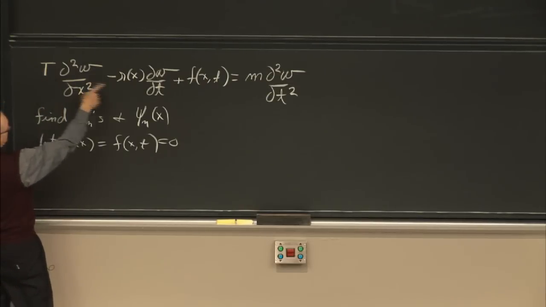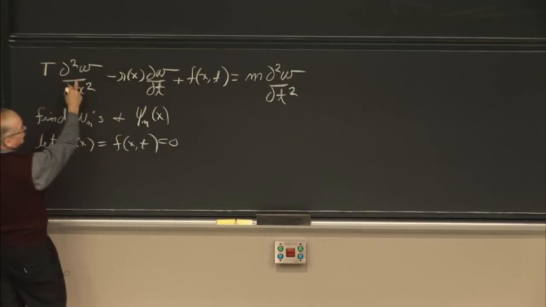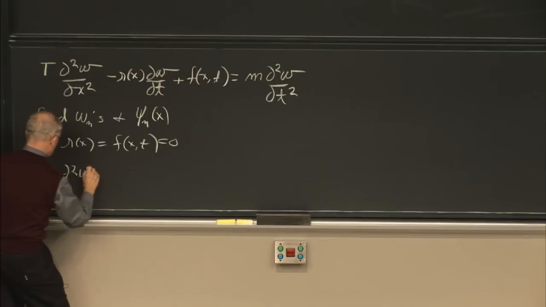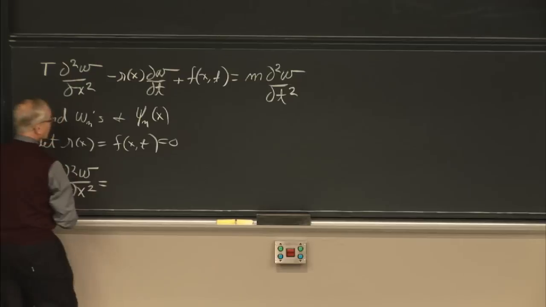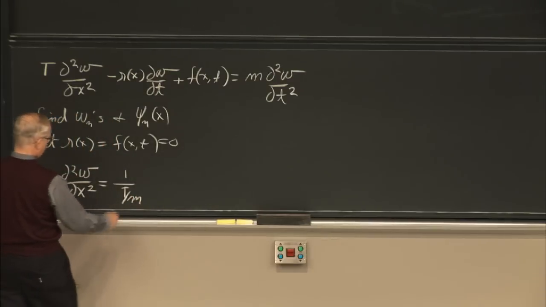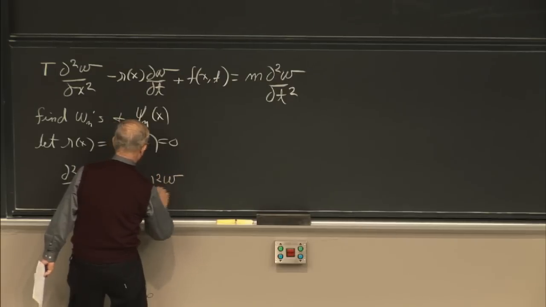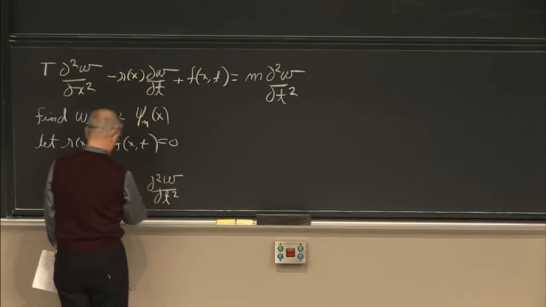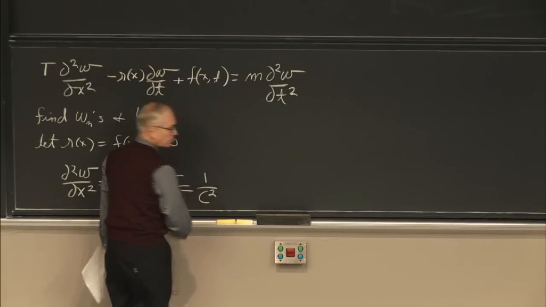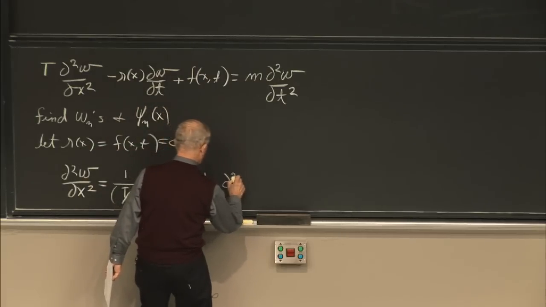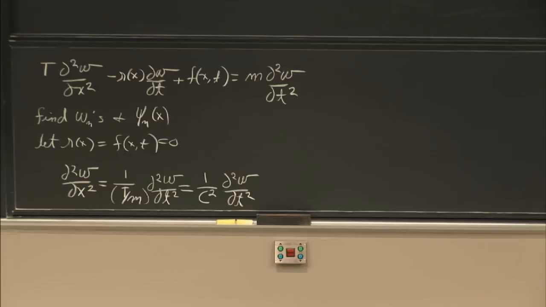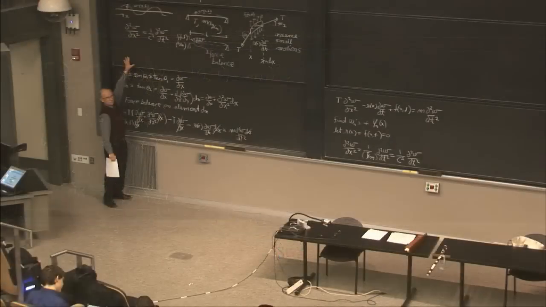And when we do that, this term goes away, this term goes away. I'm just left with T partial squared w with respect to x squared equals this. And I'm going to divide through by T. So I get partial squared w with respect to x squared equals 1 over T over m partial squared w with respect to t squared. And this T over m quantity turns out to be the speed of wave propagation in the medium. Okay. And that is the wave equation. Right?